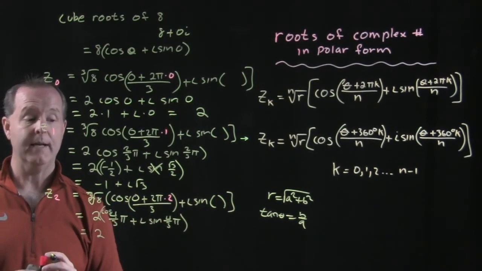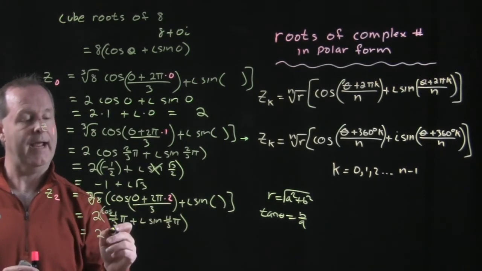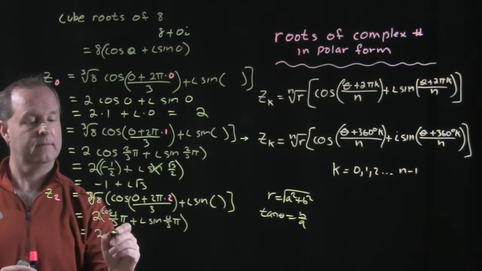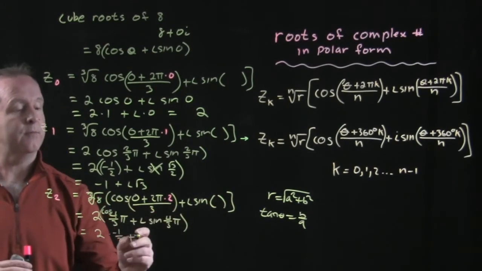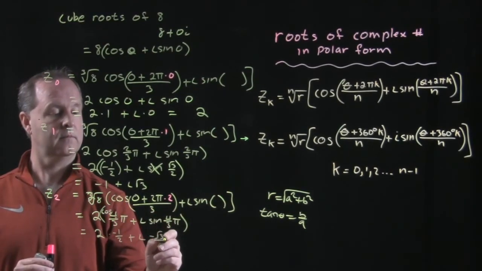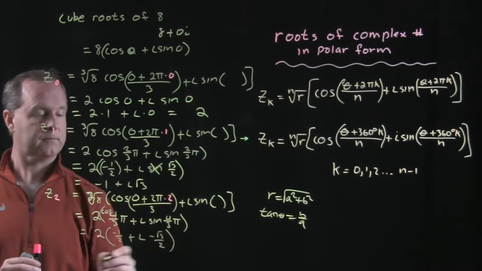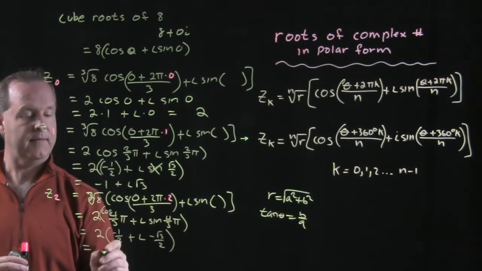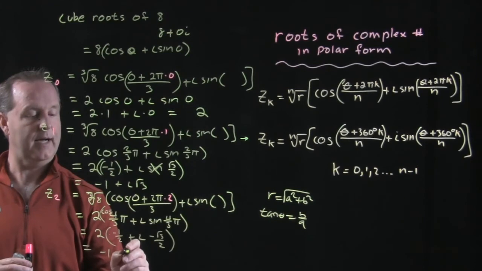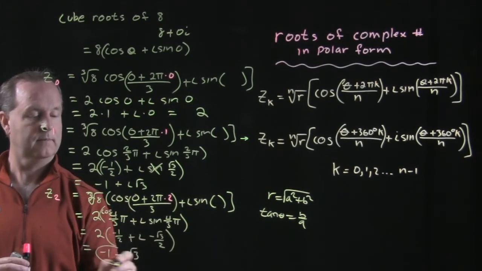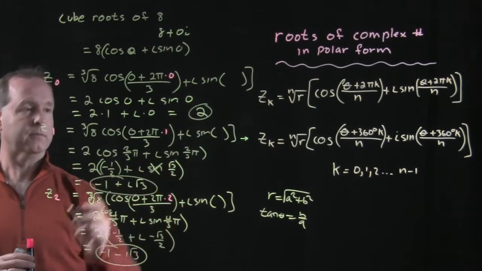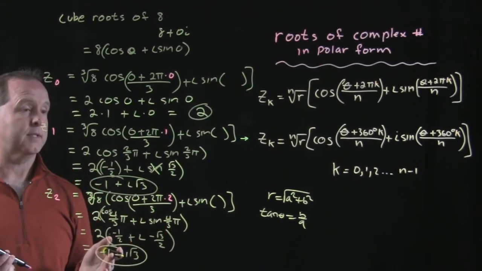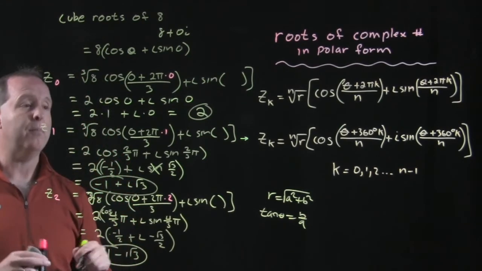Cosine of 4/3 pi is a -1/2. And the sine of 4/3 pi is a -√3/2. Multiply that 2 through, that gives me a -1 minus an i√3. There's my third root. So I found all 3 roots of 8 in our complex plane.